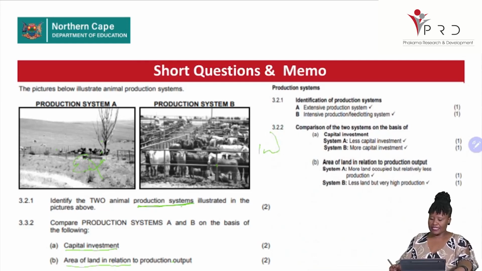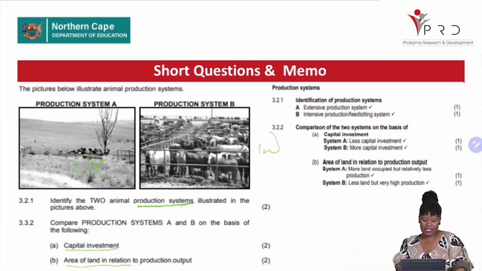If you look at A, we mentioned capital investment is less as compared to B, where there is more capital. Area of land in A, more land occupied, as you can see, but relatively less production. There are fewer animals. But in system B, there is less land, but very high production. There are more animals. And then you get your 6 marks, because you are responding on what you see.